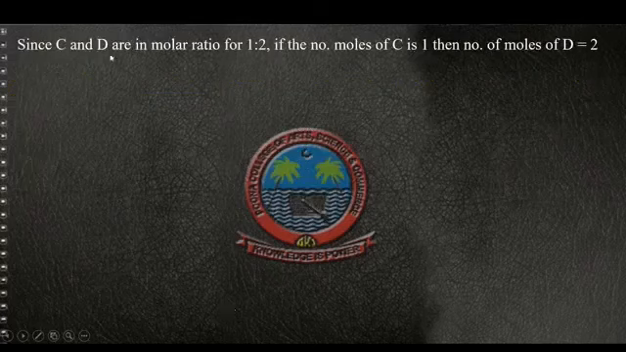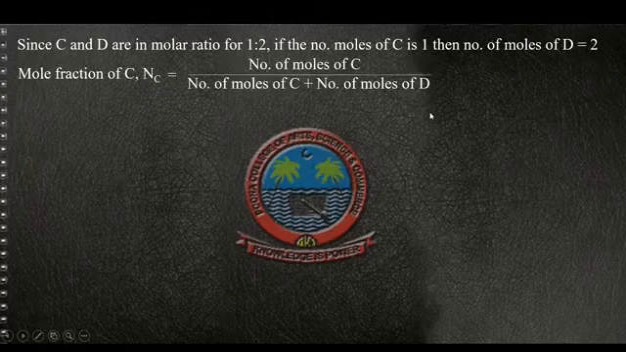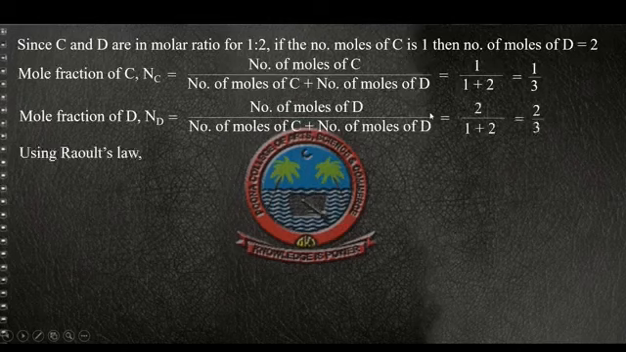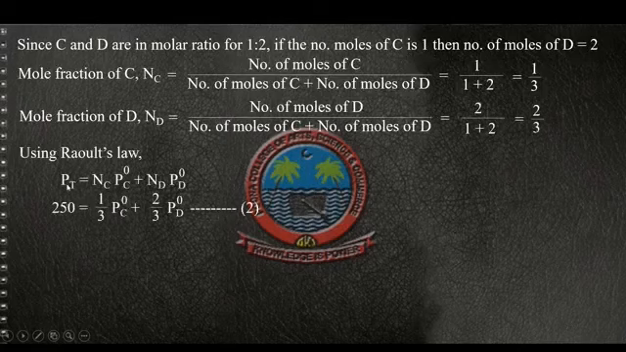In the second case, the mole ratio is 1:2, so mole of C is 1, mole of D is 2. I find out the mole fraction. पहले के जैसा it becomes 1/3 and 2/3. Again, setting up the Raoult's law equation. So now, the total pressure is 250. This is the mole fraction. So this is called equation 2. And equation 2 and equation 1 में मेरे पास दो unknown है, PC naught and PD naught. And using these two equations I am going to solve them.